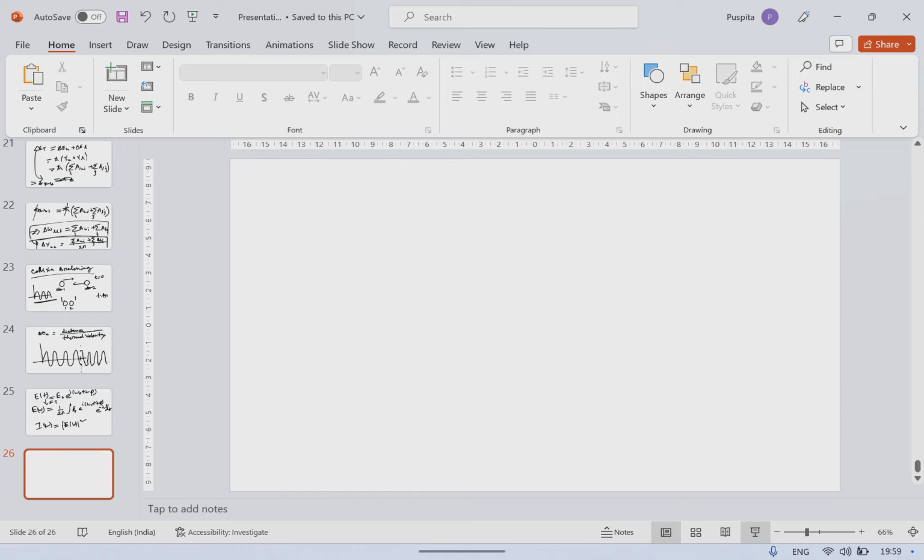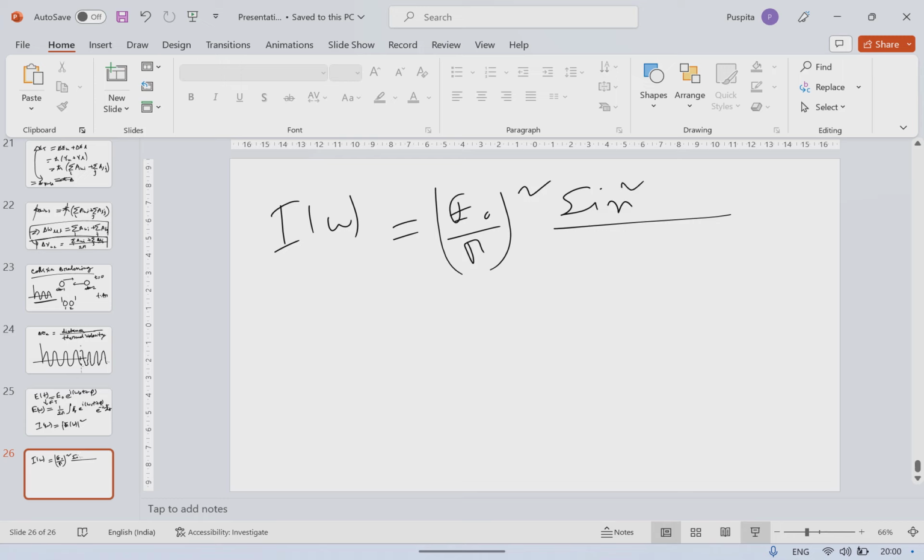Okay, so I(ω) will be of the form E0 plus pi whole square, something like a sinc function whole square, like that, by (ω minus ω0) whole square. Okay, so from here, we also took into account the probability that an atom will suffer a collision.